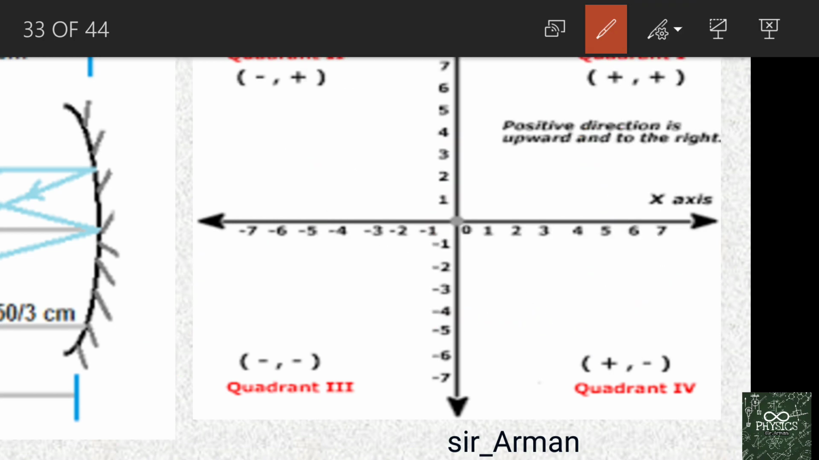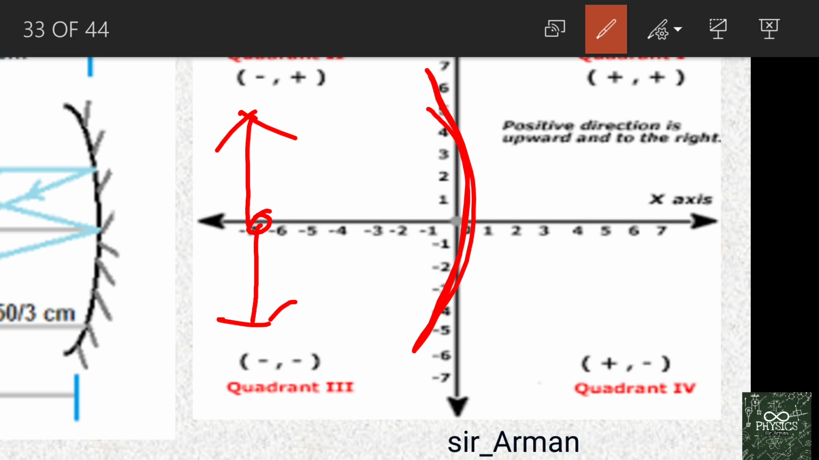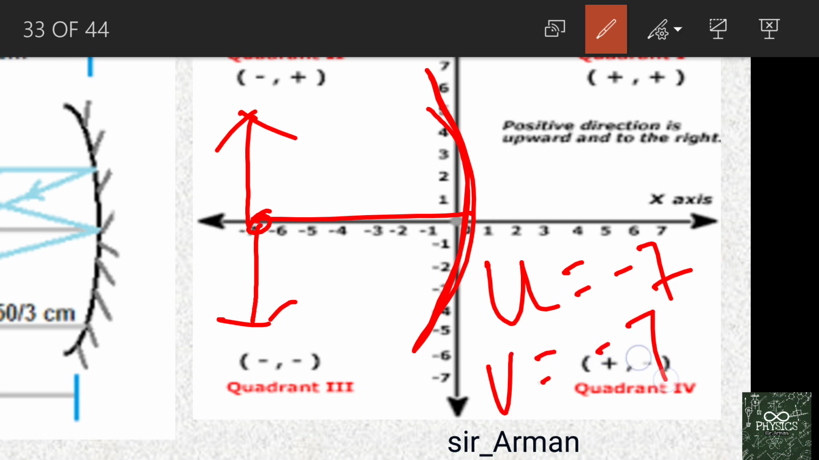But what if I have used a concave mirror, right? Suppose I have placed the object at the center of curvature. If I place it here, I get the image at the same center of curvature, right? But we get an inverted image. So here u is -7, and v is -7. So this indicates that the image and object are on the same side of the mirror. So by just seeing the plus and minus signs in the data, you can identify the nature of the image, either virtual erect or real inverted.